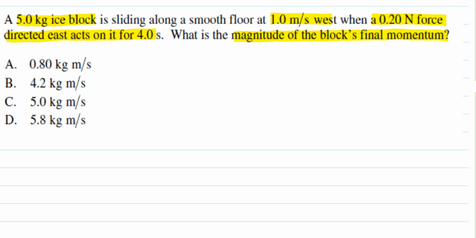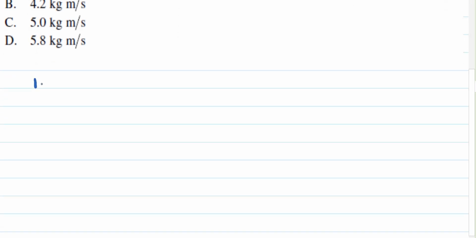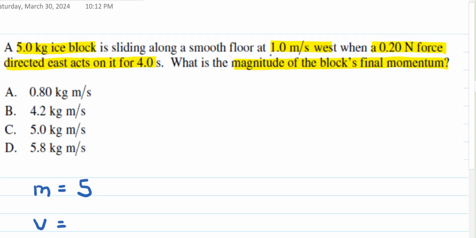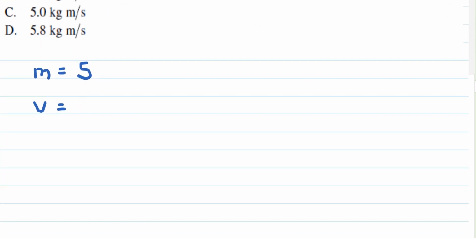Okay, so let's collect some information for this particular problem. We know that the given mass is 5 kilograms. And we're actually given its velocity in this case, because it states that we're going 1 meter per second west. So if we're going in the west direction, let's put a minus sign there, and we'll write down 1 for the magnitude. So the velocity is -1 meters per second. And then we also have a force acting on this object, which is 0.20 newtons.